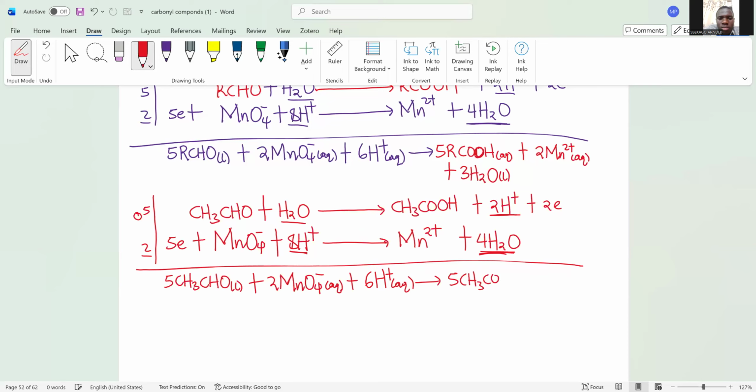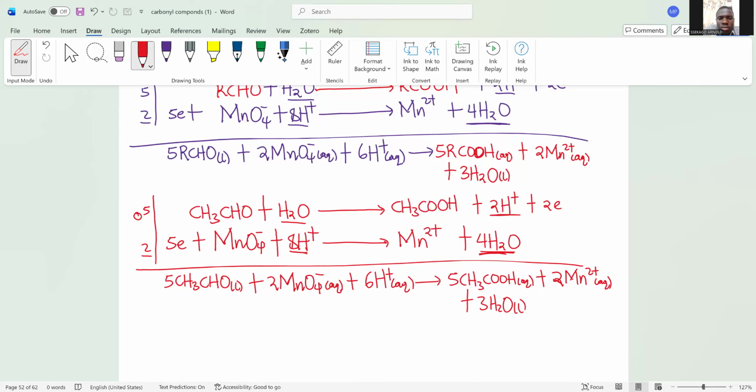ethanoic acid plus 2 manganese ions. Then water, 4, the 2 multiplied with this 4, so I have 8. 8 minus also the 5 here, so plus 3 water molecules. That is for an aldehyde with potassium permanganate.